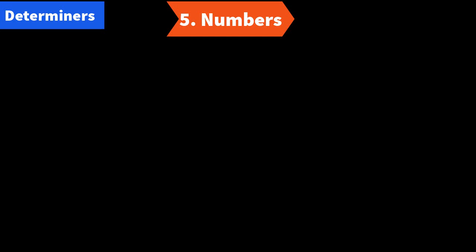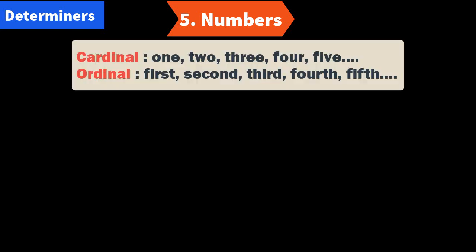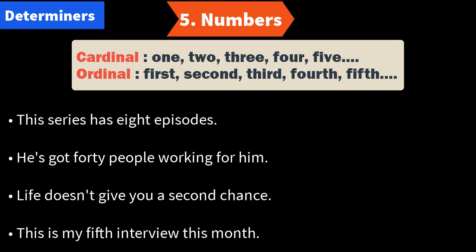But numbers quantify a noun with a specific number, as the name goes, right? Now, numbers can be of two types: cardinal numbers like 1, 2, 3, 4, 5, 6, and so on, and ordinal numbers like first, second, third, fourth, fifth, sixth, and so on, right? Now, we can also modify a noun with a number. For example, this series has 8 episodes. 8 is also a determiner, which is a number, a cardinal number.